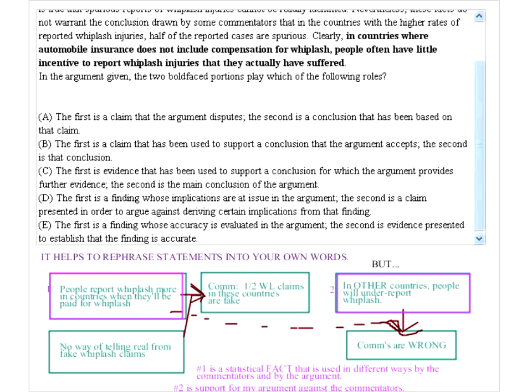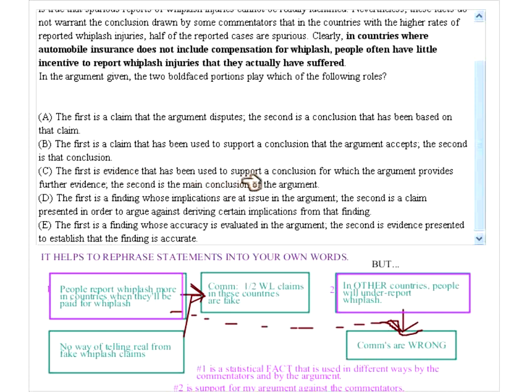So if you go through these choices looking for statements that are similar to these, then, okay, the first is a claim that the argument disputes. It doesn't. This is taken as fact by me and by the other person. It's a fact that's used by both of us. Claim that's used to support a conclusion that the argument accepts. Well, not really. It's a claim that is mostly used to advance the commentator's claim, which we are absolutely rejecting. And it's not really in keeping with this.